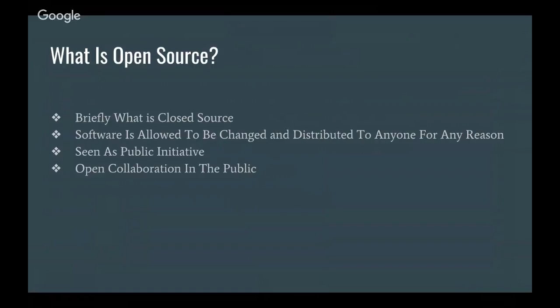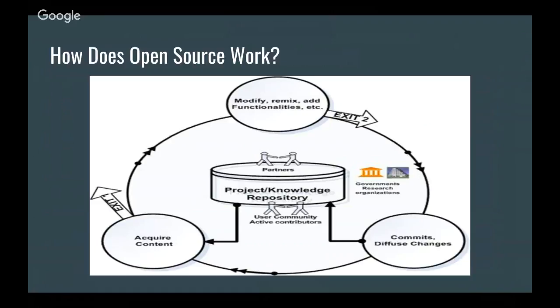Open source is also seen as a public initiative that requires open collaboration in the public. This open source movement creates a culture with products and designs that no other company has thought of before. And this type of collaboration would be impossible for one company to sustain with the amount of work and design that is taking place. The next thing on the agenda I'll get into is, how does open source work?